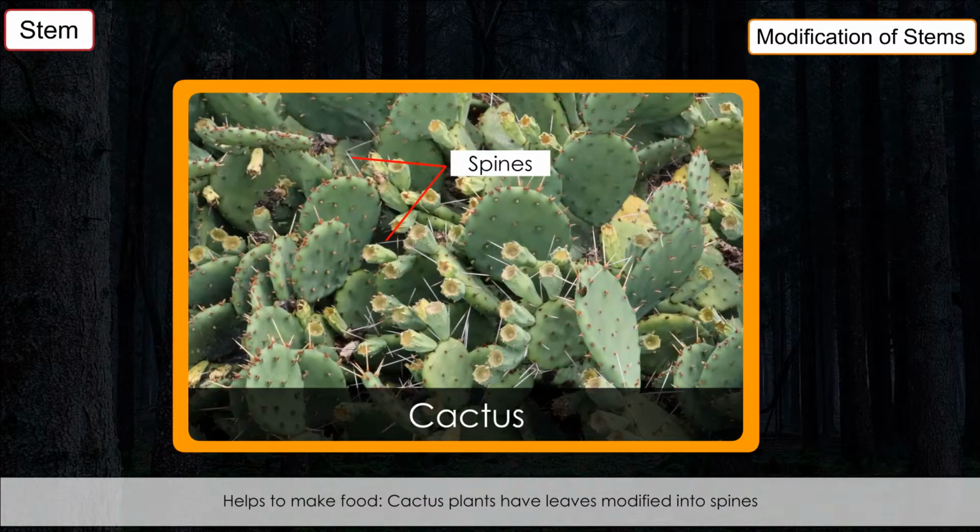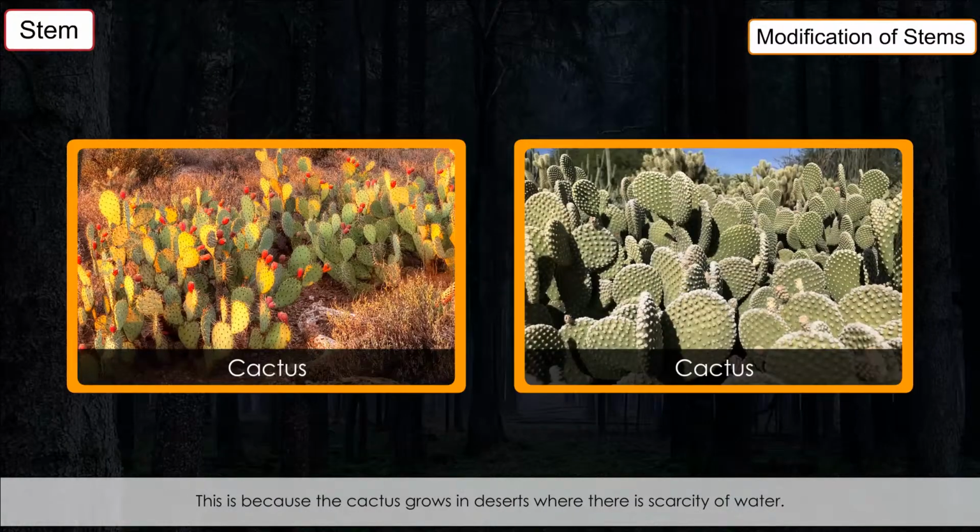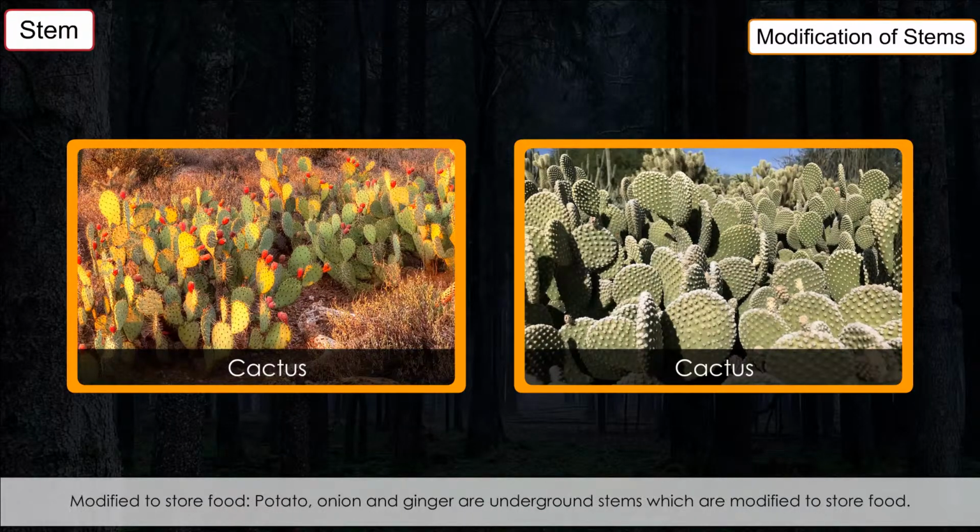Helps to make food. Cactus plants have leaves modified into spines to prevent the loss of water from the surface of the leaves. This is because the cactus grows in deserts where there is scarcity of water. The stem of the cactus plants is green and fleshy to carry out photosynthesis.